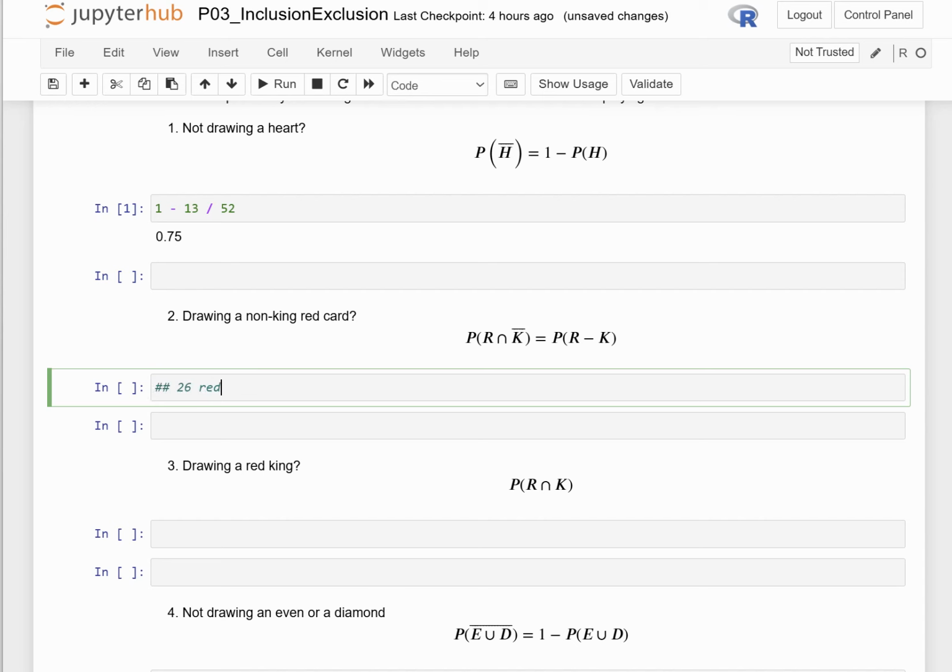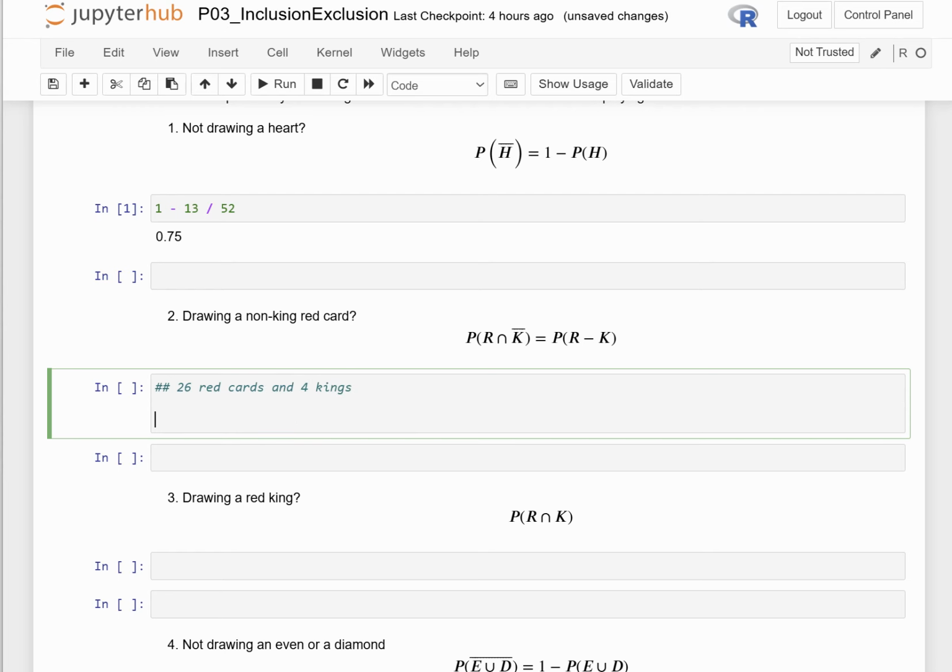We have 26 red cards and we have 4 kings. So what are we doing? We're taking the 26 cards and we're throwing away the 2 that are kings. This symbol right here, R minus K, our throwaway K, is what we're doing. Why? Because we have a set and we have this little piece of the set that is kings, and we're taking the whole set R and throwing away the kings. So it's read either R minus K or R throwaway K.